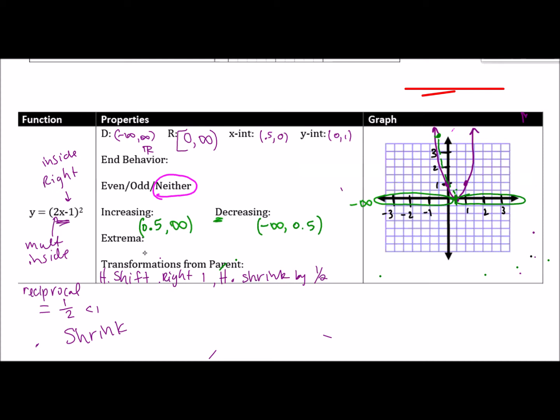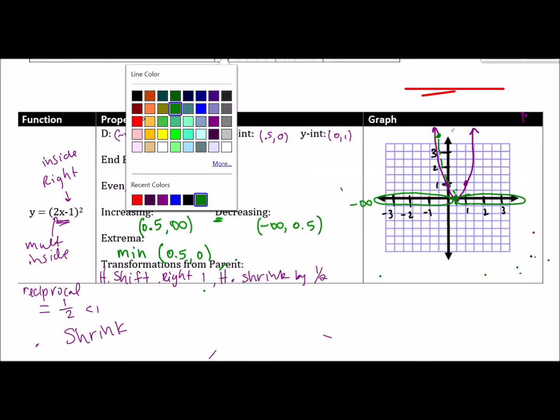Okay, and then going right after that is the extrema, because they're related, right? Extrema is where it changes from increasing to decreasing or decreasing to increasing. And if you notice here on the left side we're decreasing, flipped, turned to increasing. So we know we have either a maximum or a minimum. Looking at the graph, it's a low point, so it's going to be a minimum. And then you just give the coordinates of where it happens. Happens at 0.5, 0.